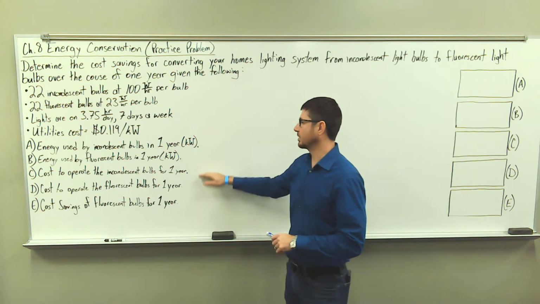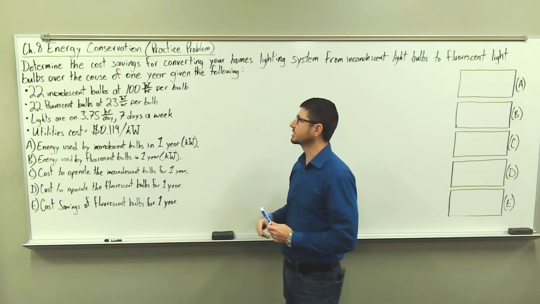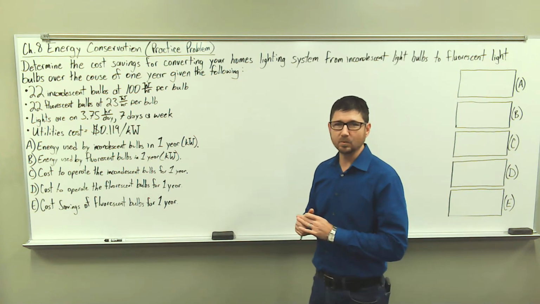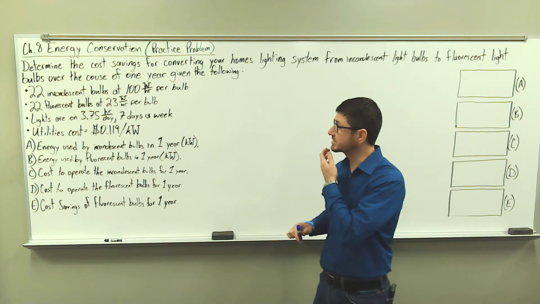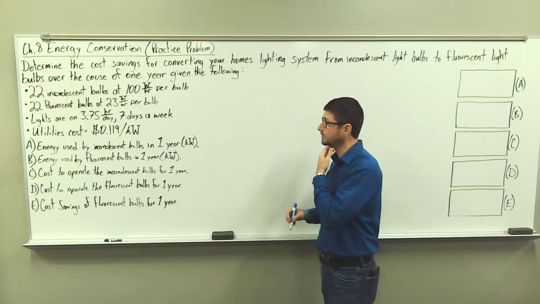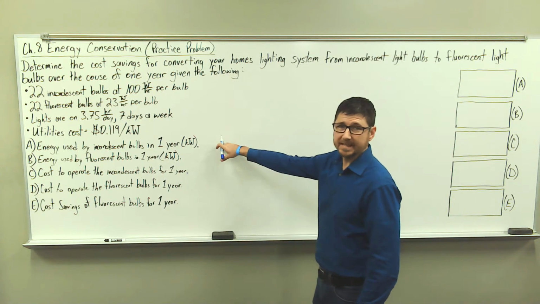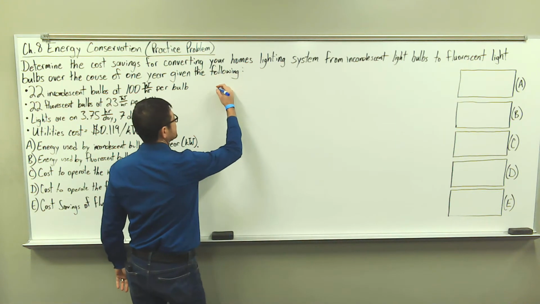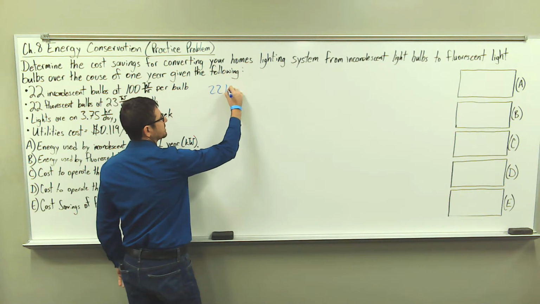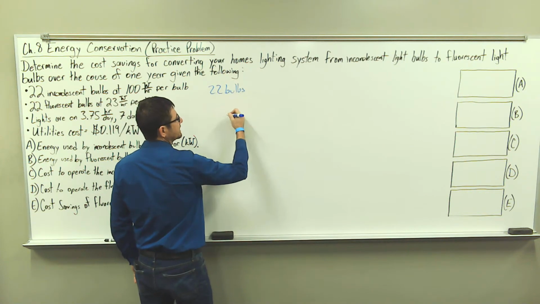So let's just take each one at a time. I'm going to focus on A, and everyone needs a calculator. We're going to be performing a lot of dimensional analysis, so make sure you have a calculator. So we're starting with the incandescent bulbs. We have 22 bulbs.